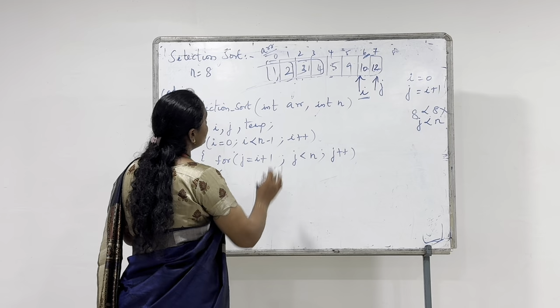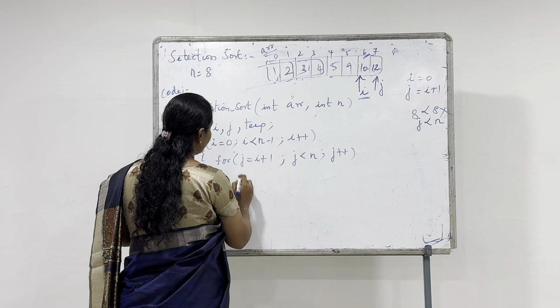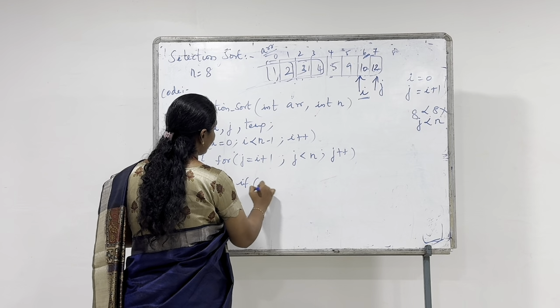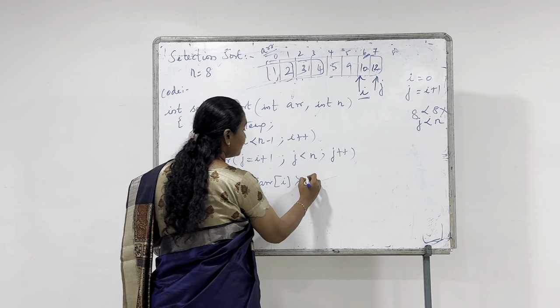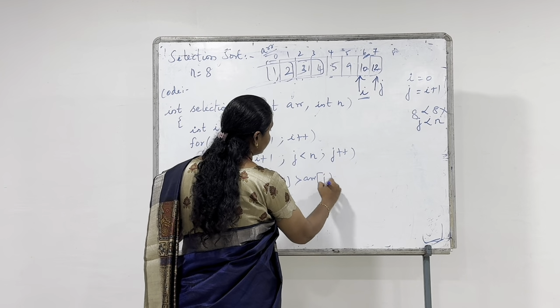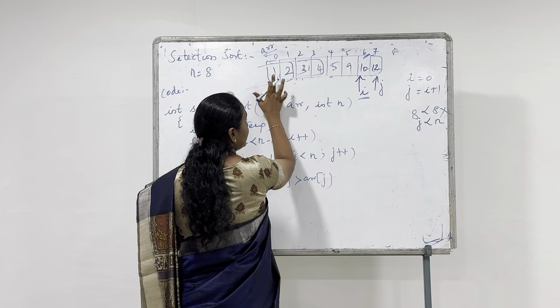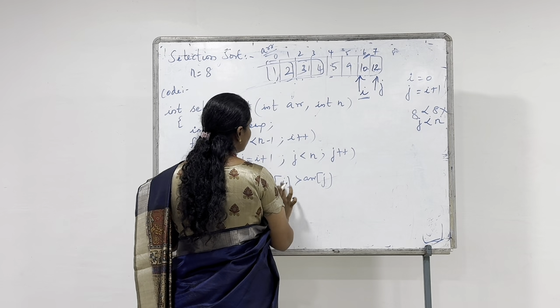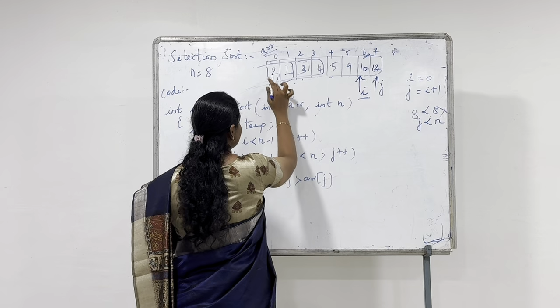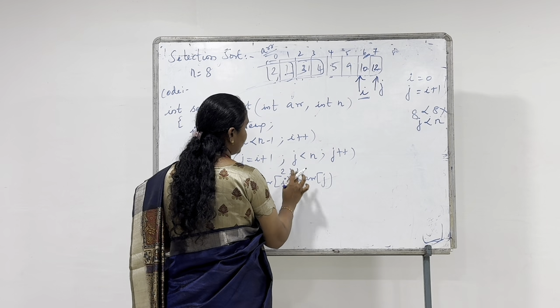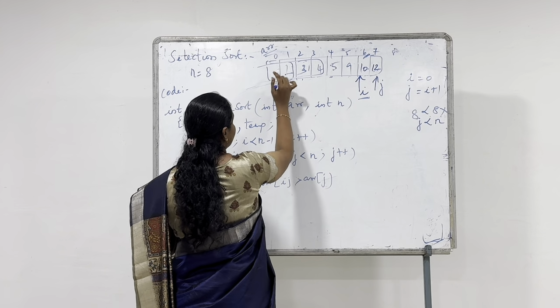Okay. So now do the comparison. Compare two elements. If array of i is greater than array of j, we always want the smaller element in the i position, right? For example, if 2 is here and 1 is here, 2 is greater than 1, then we need to do swapping, right?